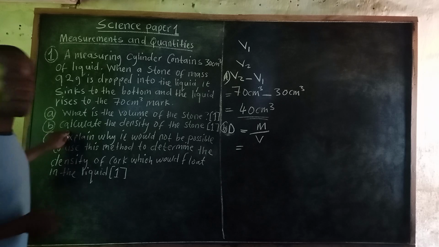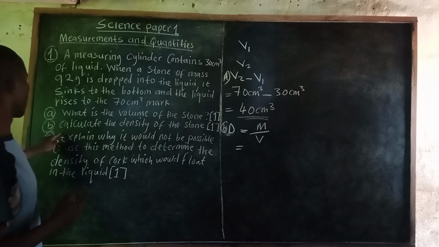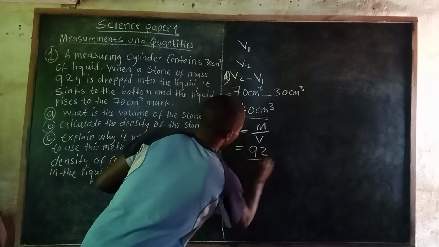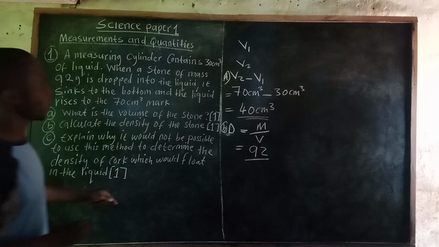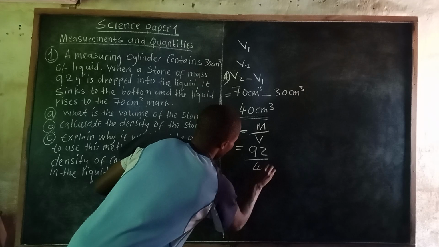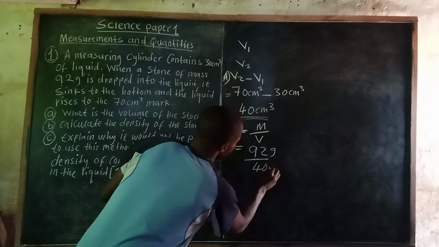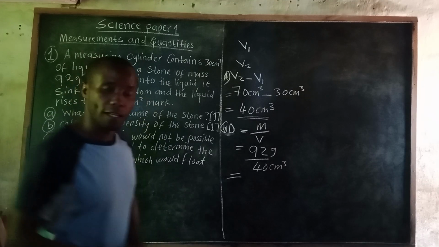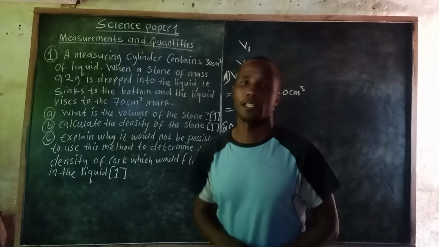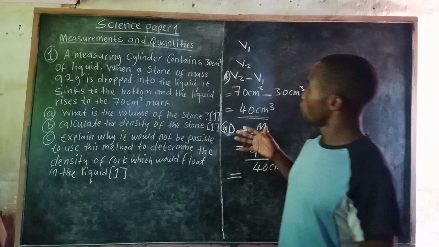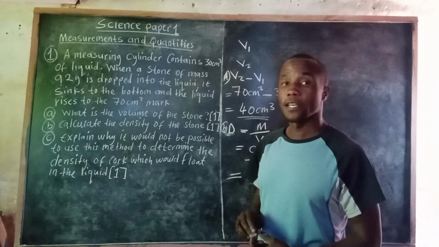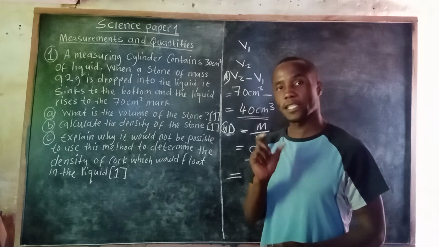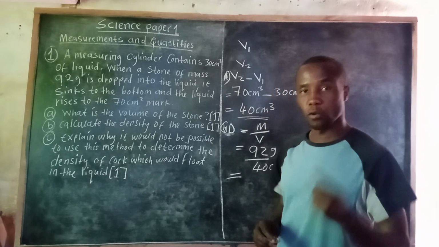So there we are going to say the mass is 92. So we are going to say 92 over, then the volume is what? The volume is 40. 92 grams, then 40 centimeters cube. You know, in physics, units are very, very important. Make sure you write the necessary unit, even to the final answer. Very important, because just unit can cost your mark.